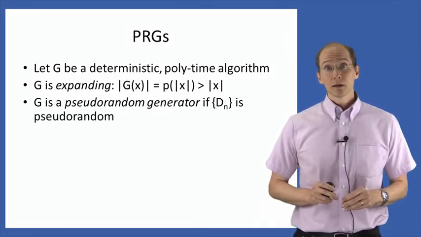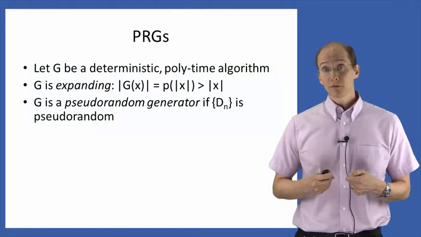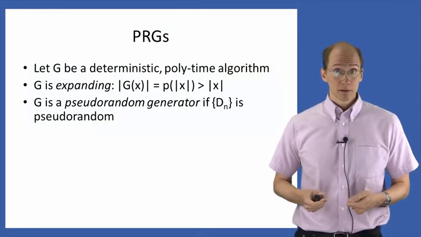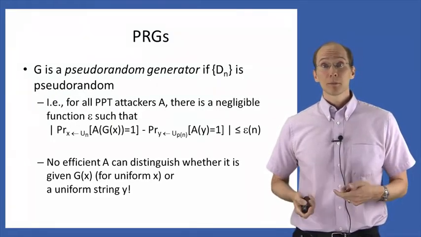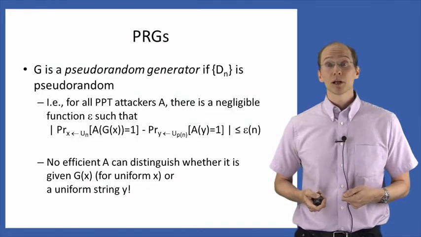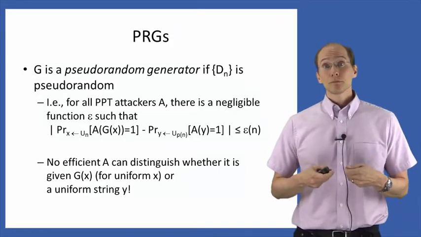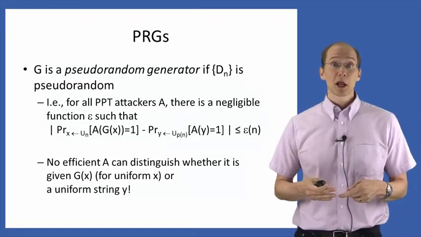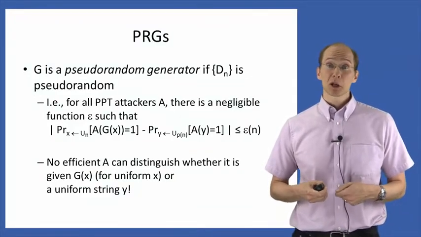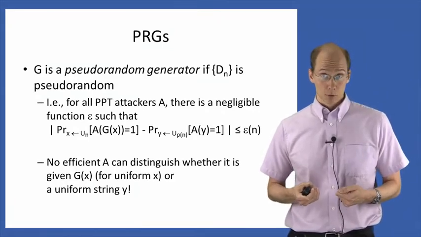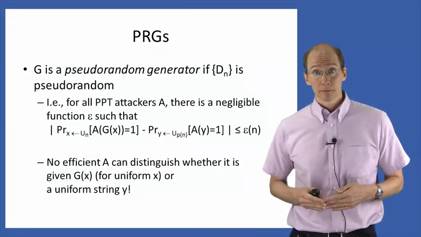We can then define this particular algorithm g to be a pseudorandom generator if this sequence of distributions D of n defined by g is pseudorandom. If we expand that out, what this means is that for all probabilistic polynomial time attackers A, there's some negligible function epsilon such that if we look at the probability with which A, when given input g of x, outputs 1, and compare that to the probability with which A, given a uniform string y, outputs 1, the absolute value of the difference in those probabilities will be at most epsilon.